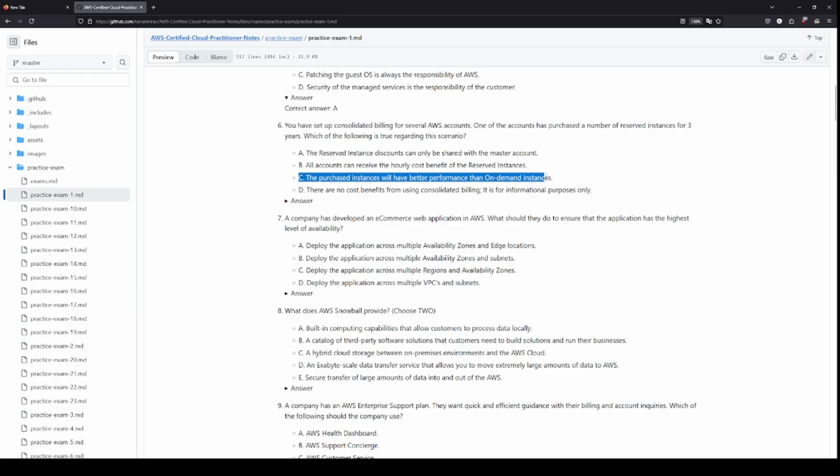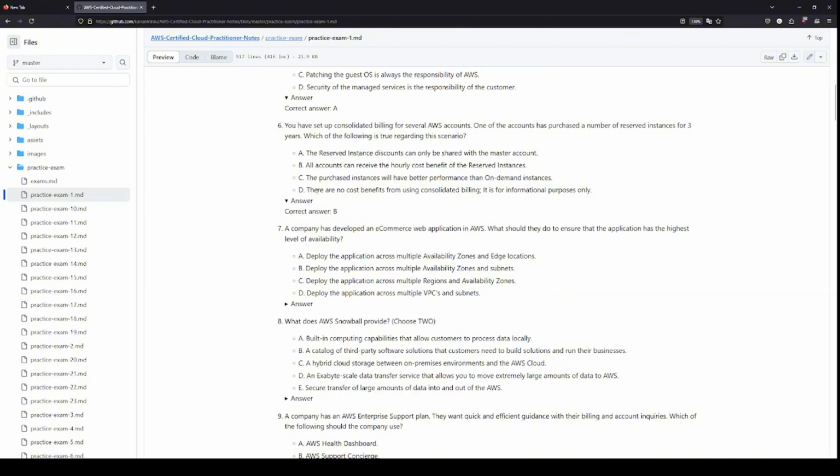This is a red herring, but not necessarily false. Oh, I gave it away. Well, the answer is B. All accounts can receive the hourly cost benefit of reserved instances. And this is a feature of consolidated billing. And this you can set up within your account.